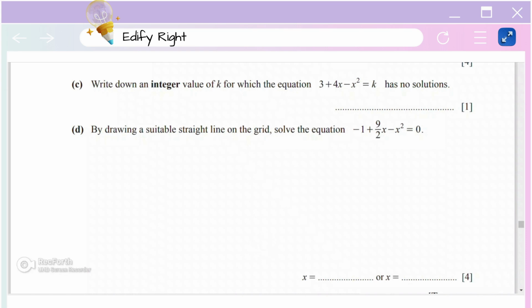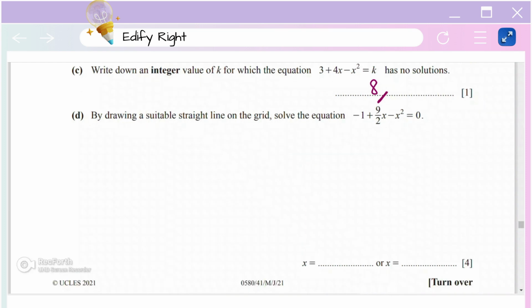Next, write down an integer value of k for which the equation 3 plus 4x minus x square equal to k has no solutions. So as you can see, the maximum point for this graph is y equal to 7. So any value beyond 7 will have no solution. So you can say, let's say 8. If the value of y is 8, you will have no solutions.